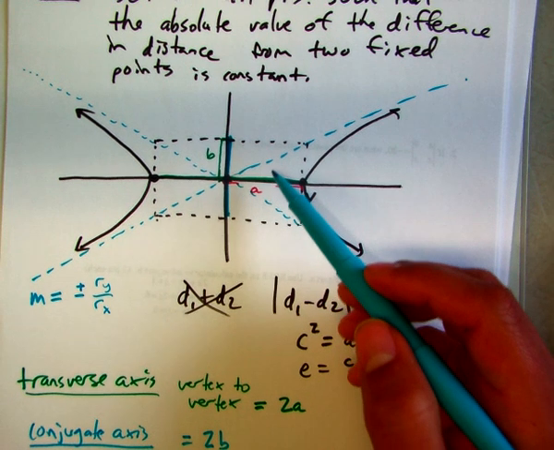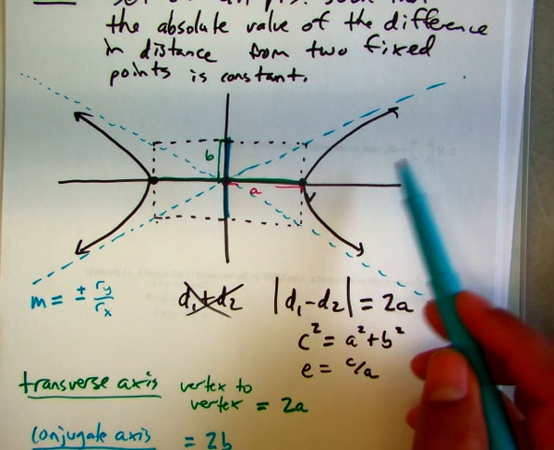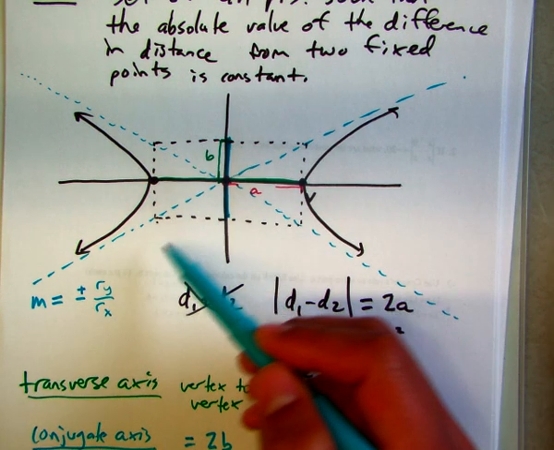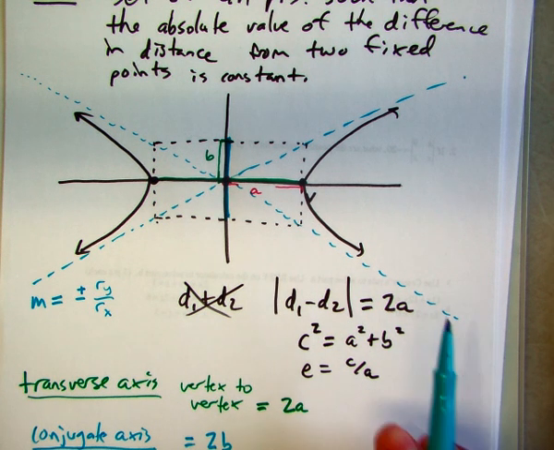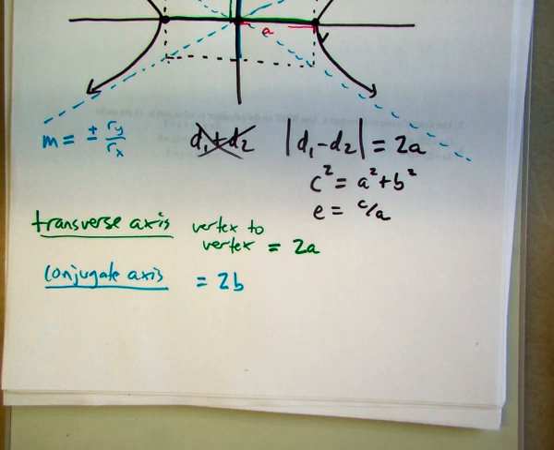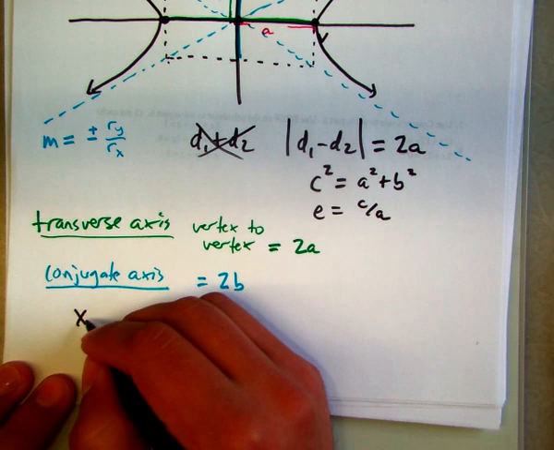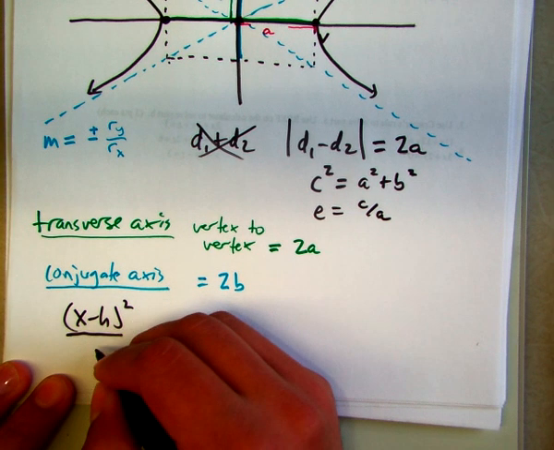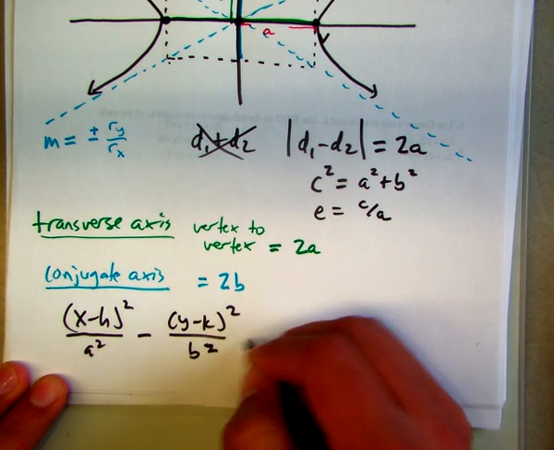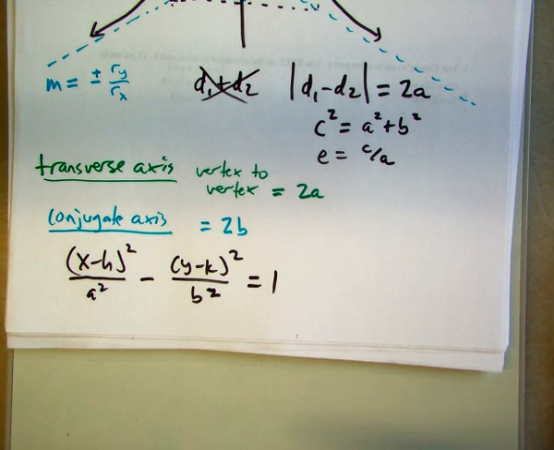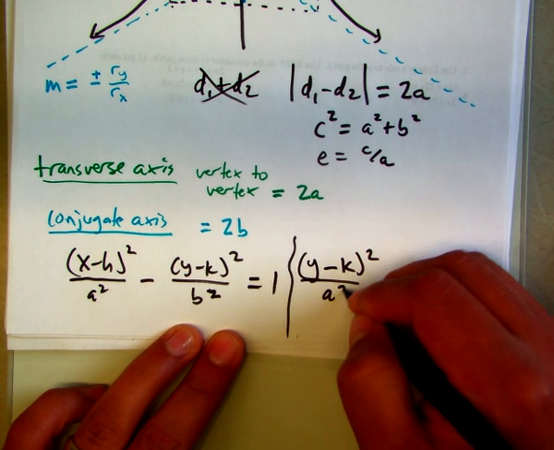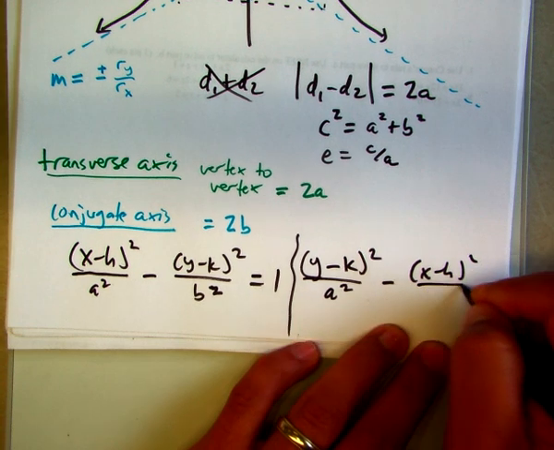Best way to think about this is here we have a hyperbola that opens in the x direction. If this hyperbola were to open in the y direction, this is where the vertices would be, and this is exactly the same picture. It's just we'd have opening up and down. Okay? Let's see. The equations. You have two options. I'll write them both down. (x minus h) squared over a squared minus (y minus k) squared over b squared equals 1. Or (y minus k) squared over a squared minus (x minus h) squared over b squared equals 1.